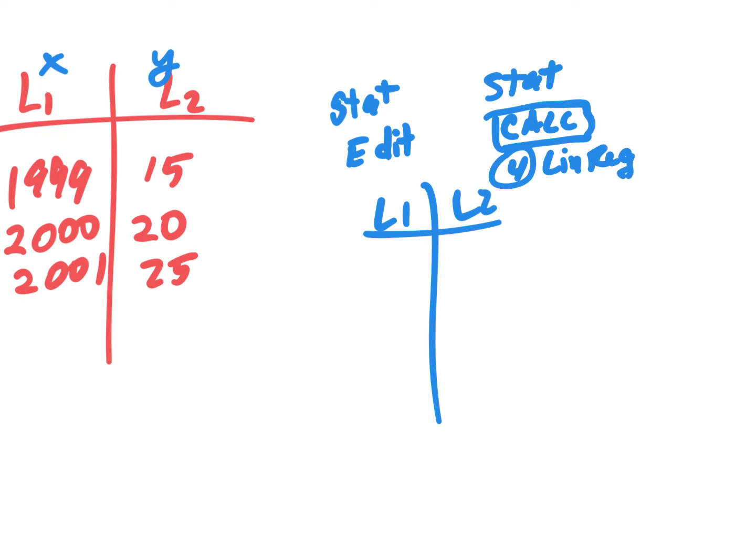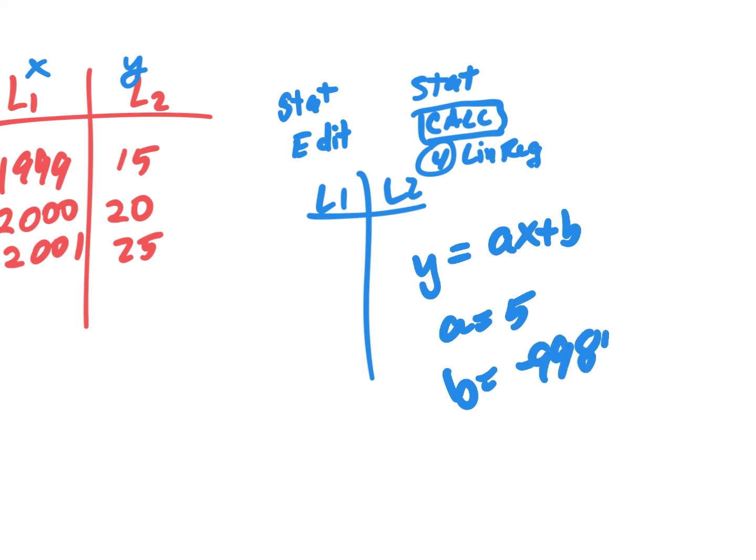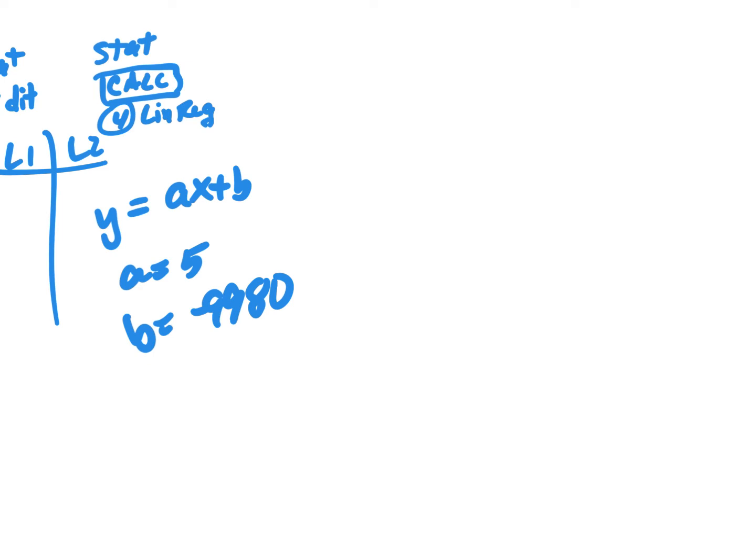Then, depending on the style of calculator that you have, you might have to hit enter a few times. You'll end up getting a linear regression equation, which would be in this case y equals ax plus b, where a is 5 and b is negative 9980. Now I'm going to give you the follow-up question. So if we have had you figure out that this equation is the answer, then what do you do with it? Well, you can predict.